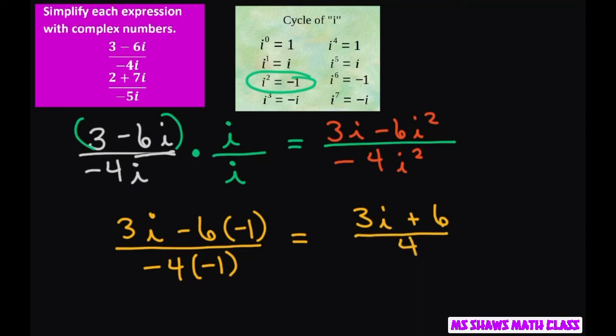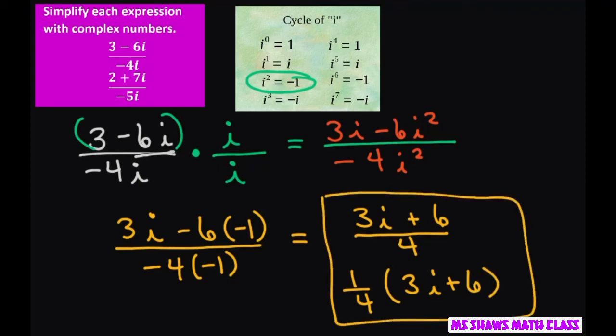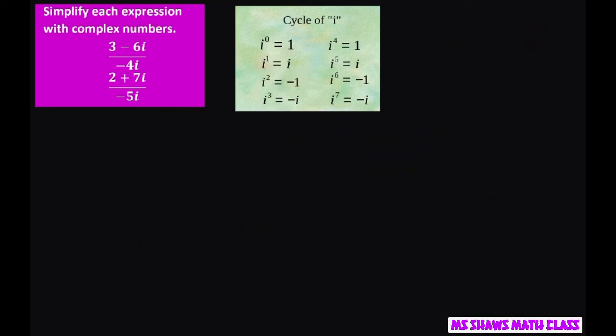Now you can write it like that, or some textbooks will have you write it like this. Either way is fine, and both of these answers are fine. All right, and for this one, you could actually factor out a 3. That would give you 3/4 times (i plus 2). But, you know, that's just doing more and more simplifications.